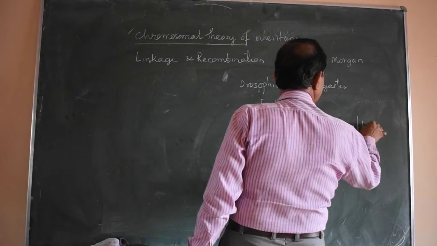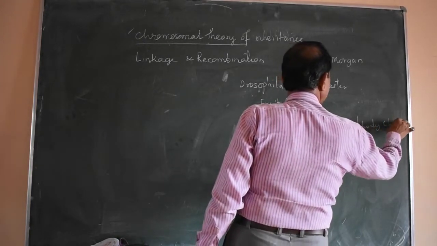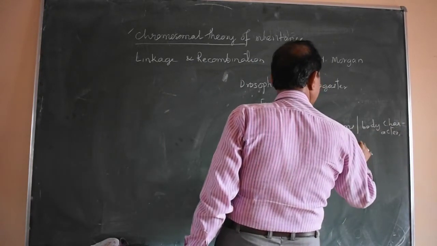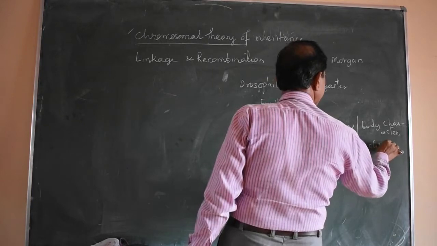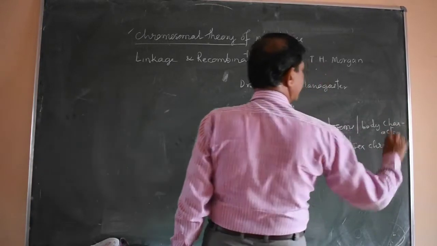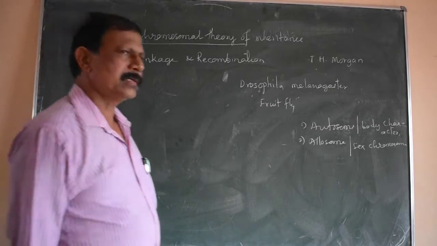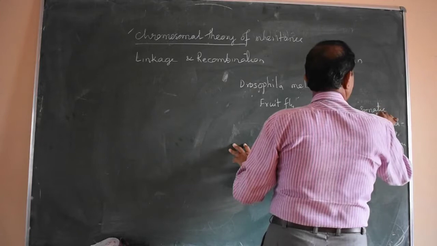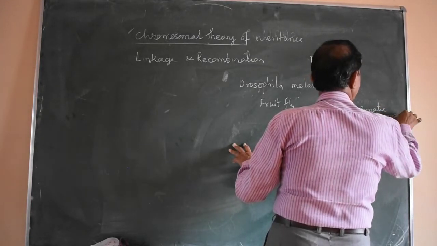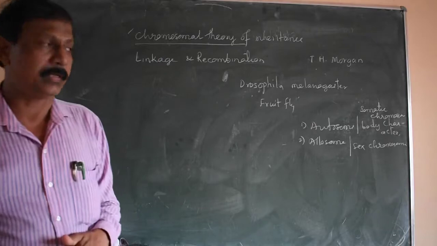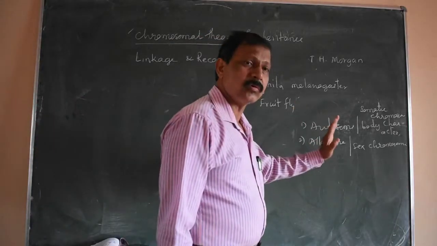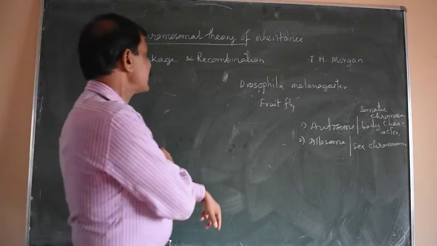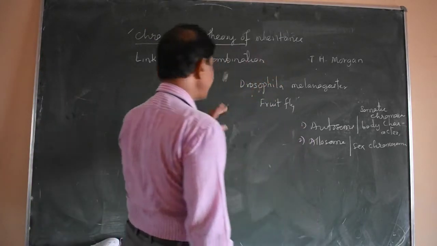Here autosome means it carries only body character. Autosomes are generally called somatic chromosomes, or they carry body character only. But allosomes are sex chromosomes. They decide the sex of an individual, and that is why they are called allosomes.